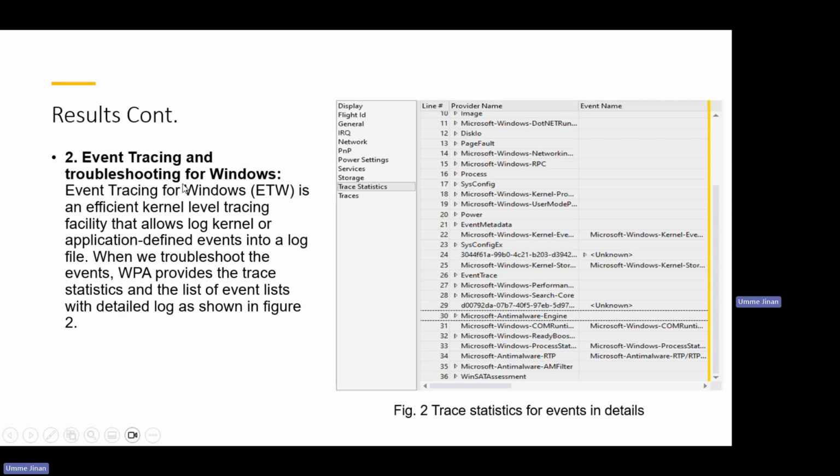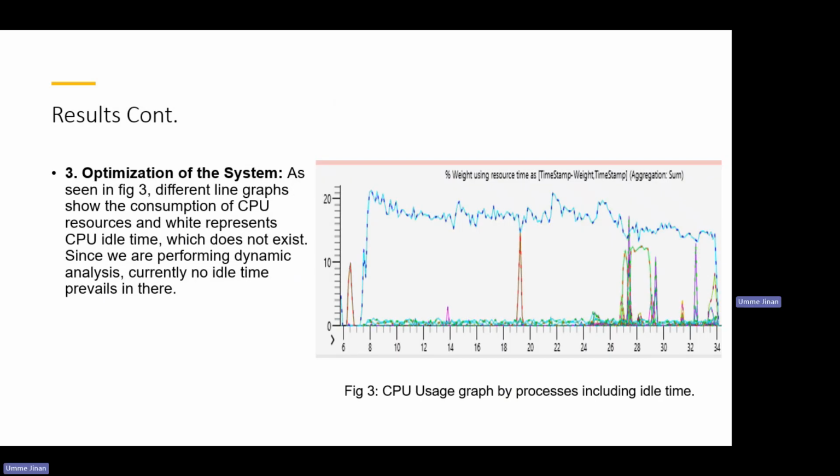Event tracing and troubleshooting for Windows. Event tracing for Windows is an efficient kernel level tracing facility that allows logging kernel and application defined events into a log file. Here we see the log file and trace statistics for events in detail. When we troubleshoot the event, WPA provides the trace statistics and the event list with detailed log as shown in figure 2. When we try to optimize the system, different line graphs show the consumption of CPU resources. And the white line represents the CPU idle time, which does not exist, since we are performing the dynamic analysis, currently no idle time prevails in there.